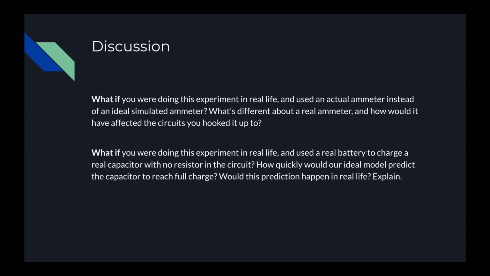real capacitor with no resistance in the circuit, then the ideal model and the real-life model would be largely the same, as the current would not be hindered within the real capacitor. However, this prediction is not realistic, and circuits may contain even minute resistance through wires, which will ultimately influence the time required to charge the capacitor.